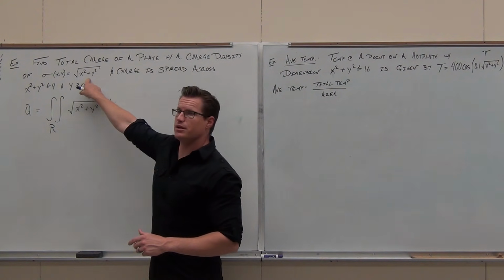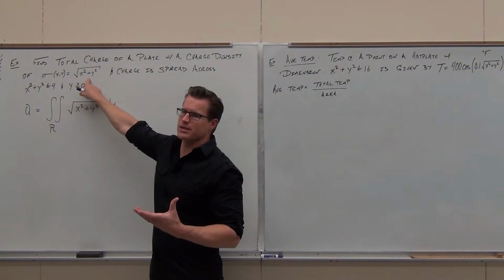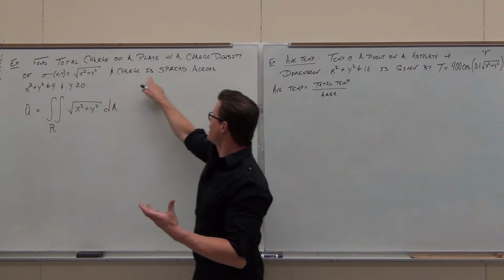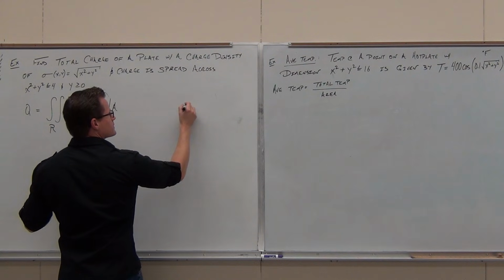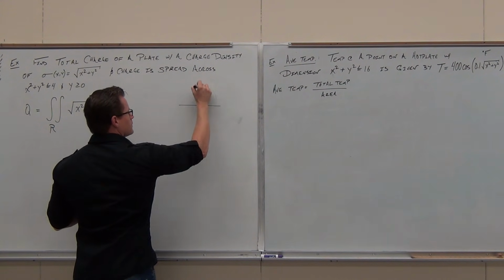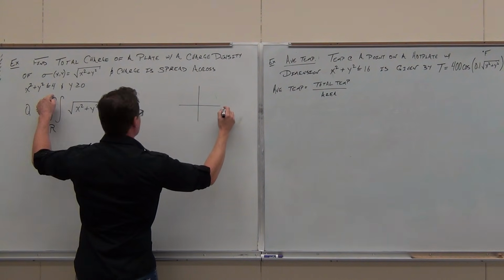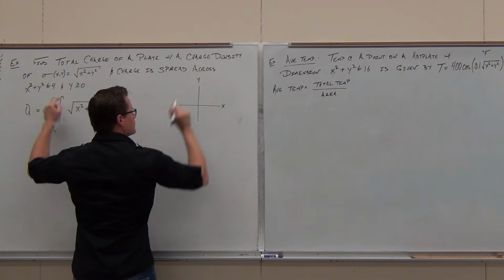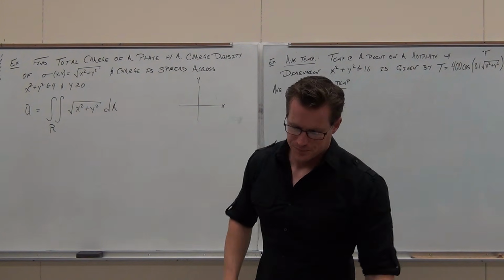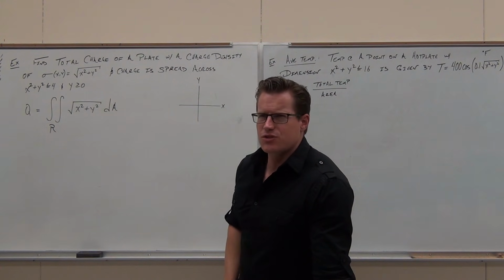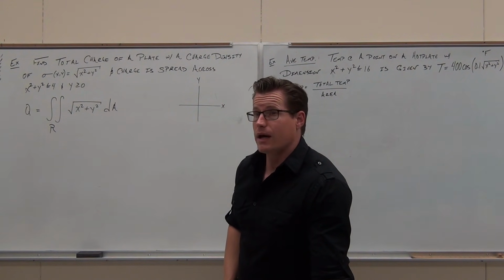Is this the region? No, that's just the charge density. The region is given to us by where it's spread across. Let's draw that. So what plane is it on? X, Y, X, Z? The XY plane. Can you draw it? What does it look like? Kind of looks like a circle.